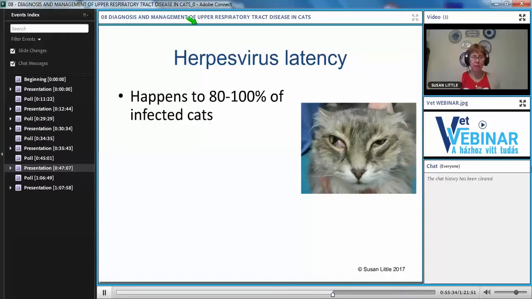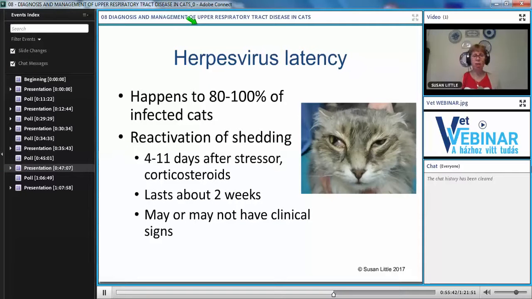So this virus lives in the trigeminal ganglion, and it will hide there for the rest of the cat's life. We may see reactivation both of clinical signs and in shedding if there's been some stressor or something that has impaired the cat's immune function. Maybe it's gotten sick with some other disease, maybe it's had to have a course of corticosteroids, something that's allowed reactivation of that virus. And it'll occur about 4 to 11 days after, say, a stressful event or some drug therapy, something like that. And typically that reactivated event will last a couple of weeks.